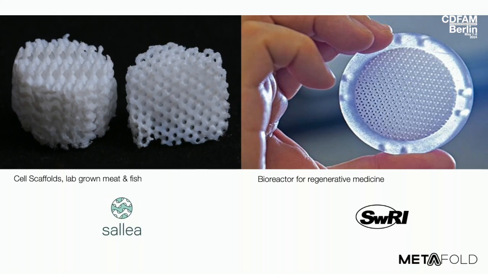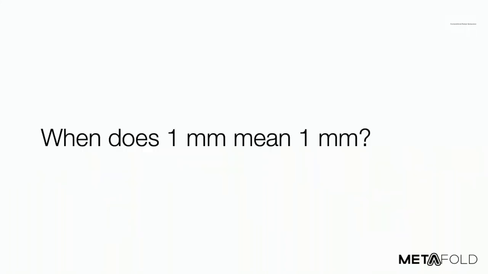But here's the thing. Both SALIA and SWRI need very precise control over the size of the pores and the channels in these structures, because cells are really small. They're trying to grow cells, and they need to fine-tune those geometries to optimize their cell growth. So a key challenge for the geometric infrastructure supporting this is: how do we make implicit modeling very, very accurate? Or maybe put another way, how do we make 1 millimeter in an implicit model really mean 1 millimeter?